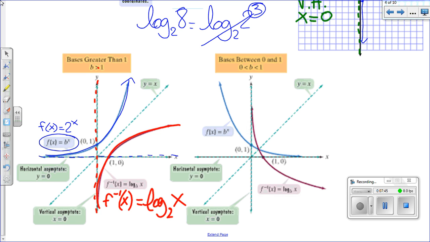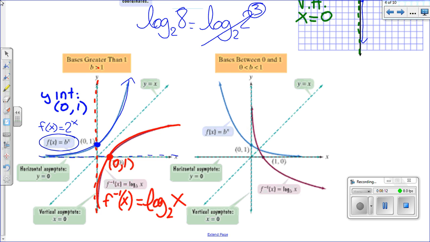Another thing that is very important is that an exponential function will have a y-intercept with the coordinates (0, 1), where the logarithmic function is going to have the x-intercept, because remember, we are interchanging the x and y values, so it just makes sense, at (1, 0).